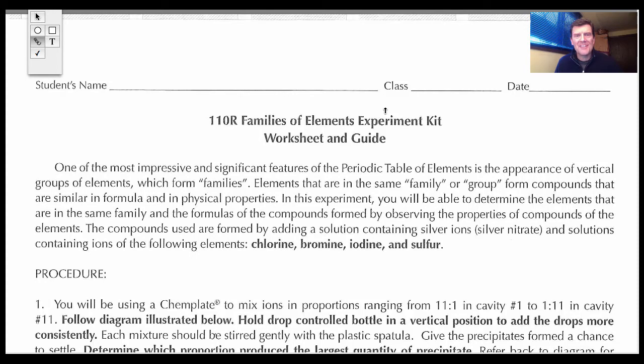Alright, hello chemistry class. This video is going to help you get through today's experiment, which is entitled Families of Elements, as you can see here.